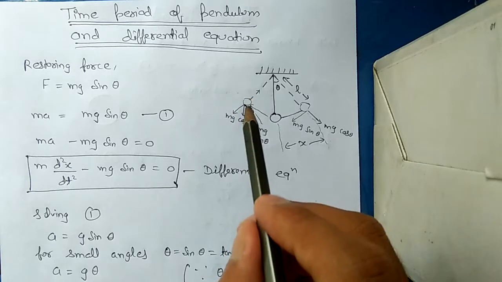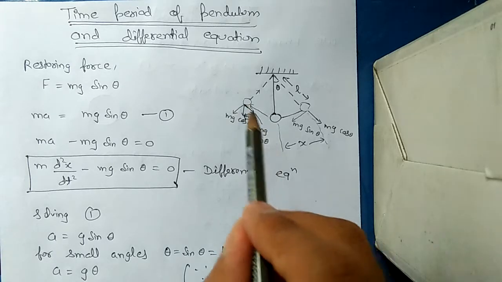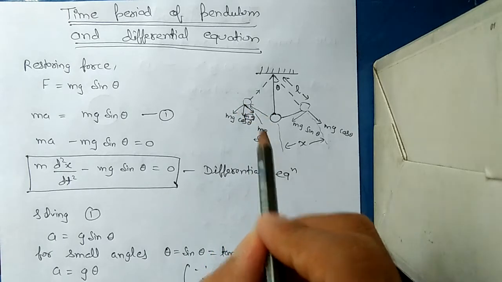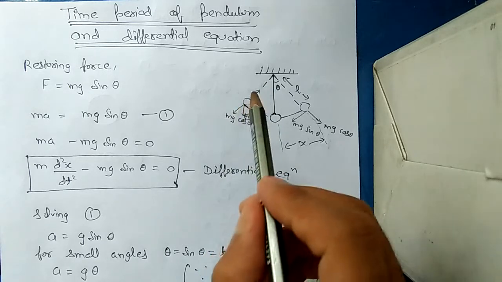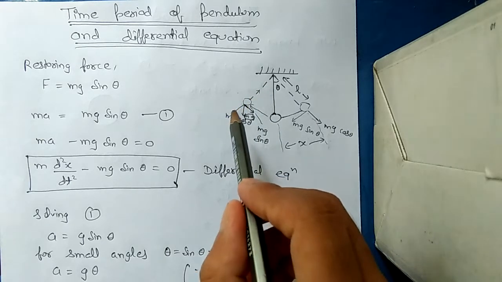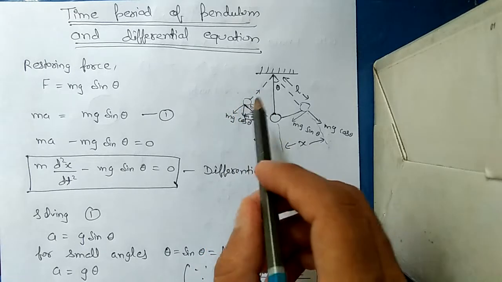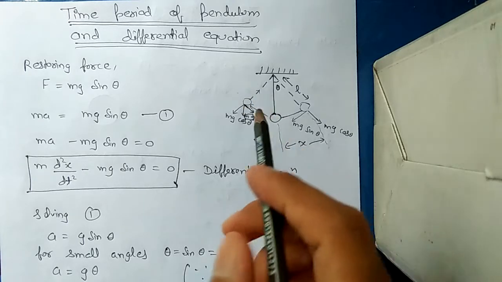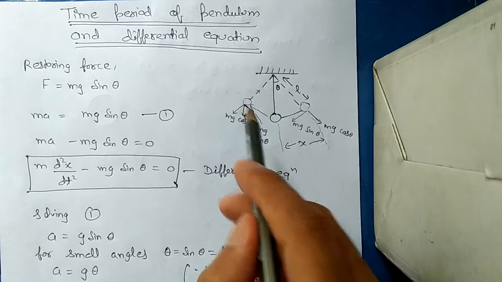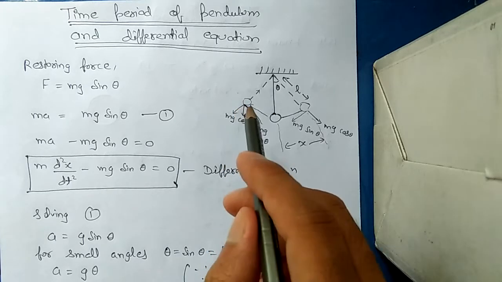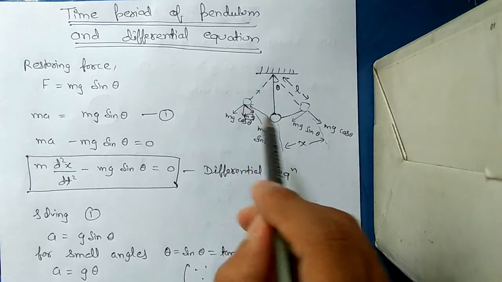So if we divide it into its two components, one will be in this direction, mg sine theta, and in this direction it will be mg cos theta. This is cancelled by the tension force; these are equal and cancel each other. But this one, the restoring force, wants to bring it back, so it is this component. So the pendulum will move in this direction, towards the mean position.